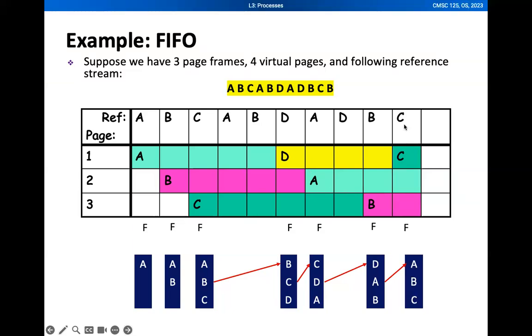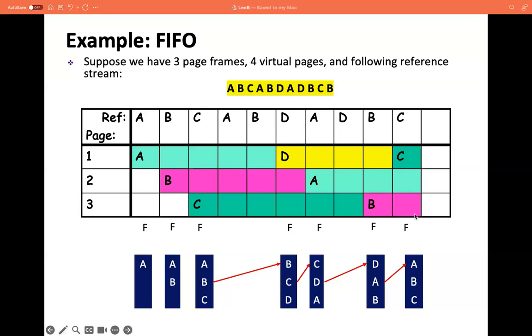And then we use C again. So a page fault happened. We recently removed the C, right? So currently we have D and A and then B in the main memory. And then the oldest, as you can see, is D. So C will replace D.